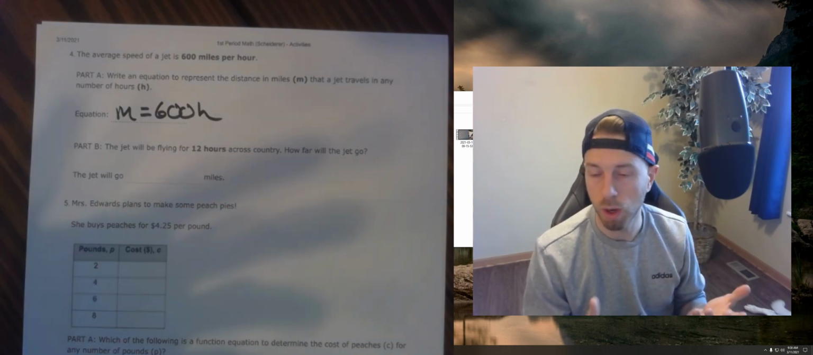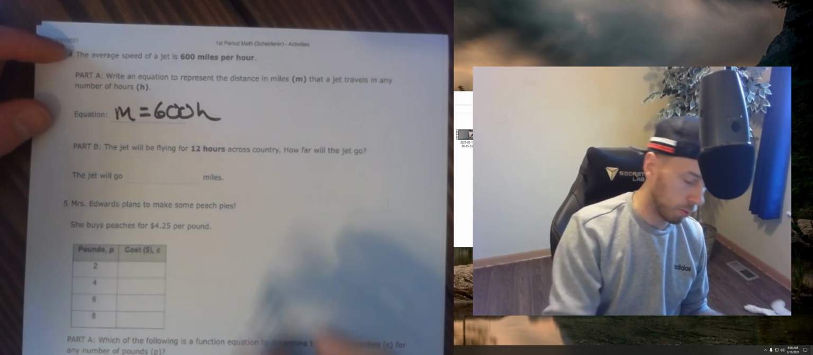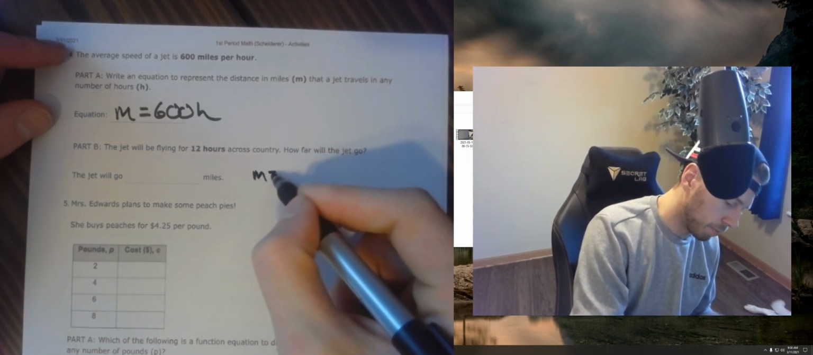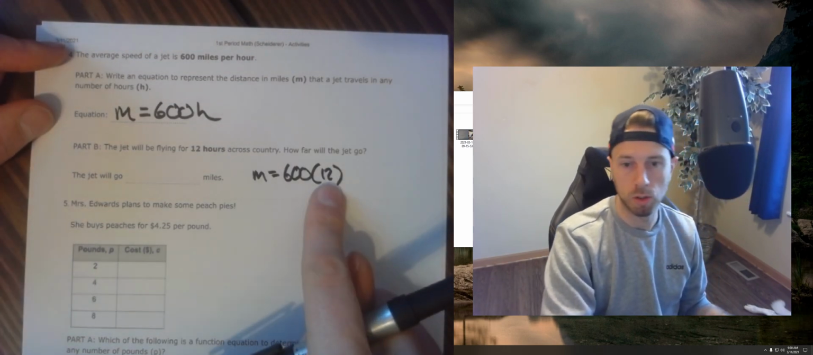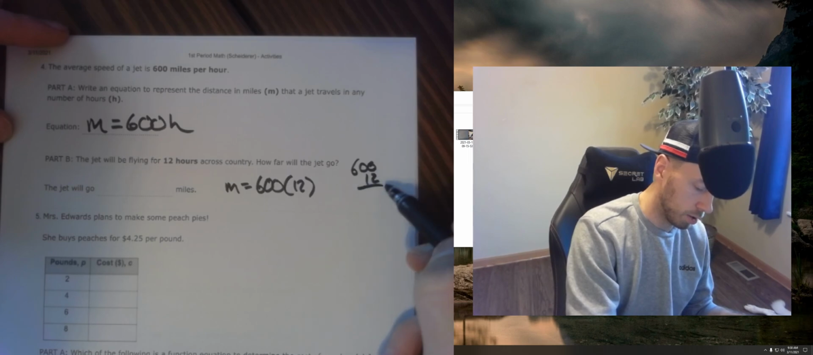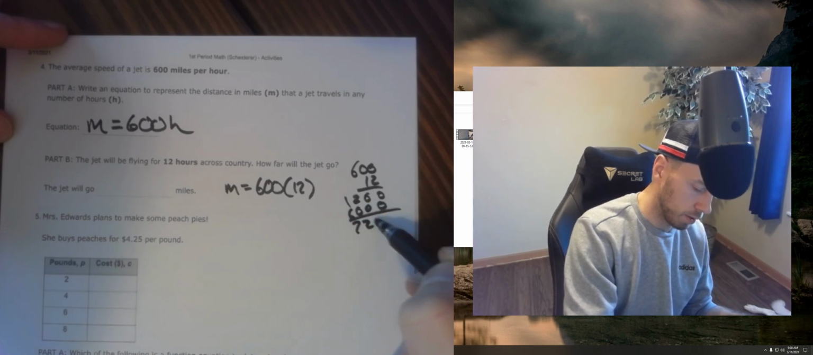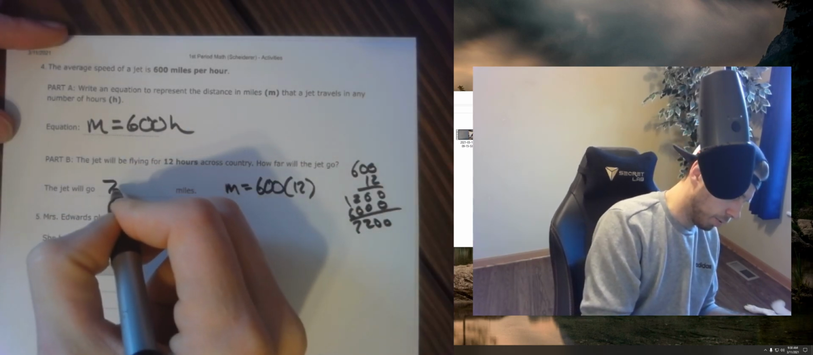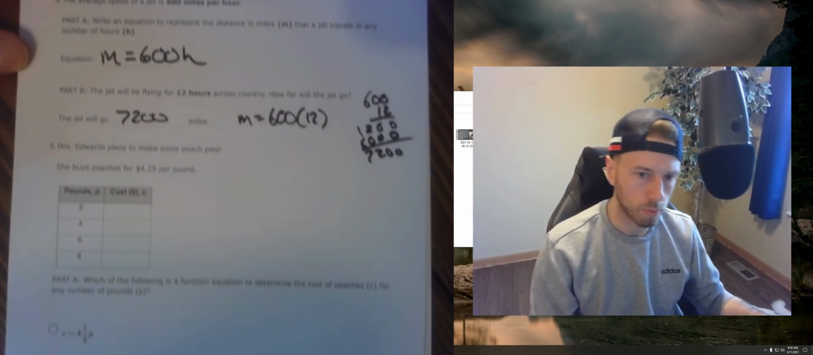Well, we just plug in 12 for our variable h, which is hours, to find out what it would be, right? That would be m equals 600 times 12. Just substitute it in. And then off to the side here real quickly, I can just do 600 times 12, which is 7,200. The jet will go 7,200 miles.